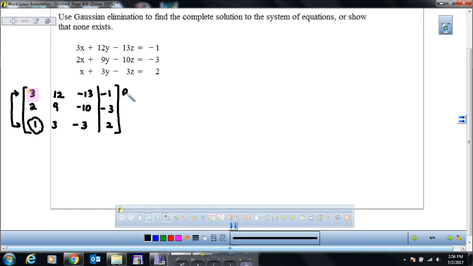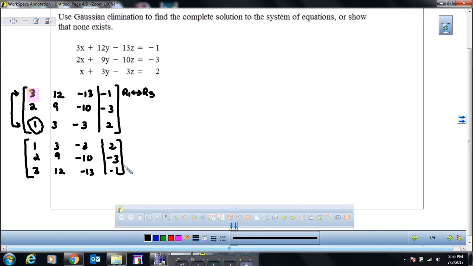So I'm going to switch row 1 and row 3. That will be the best thing to do. So let's go ahead and do the switch here. That is going to give us the following: 1 here, 3, negative 3 and 2 for the top, and then 3, 12, negative 13 and negative 1 for the bottom. And the middle one stays the same: 2, 9, negative 10, and negative 3.